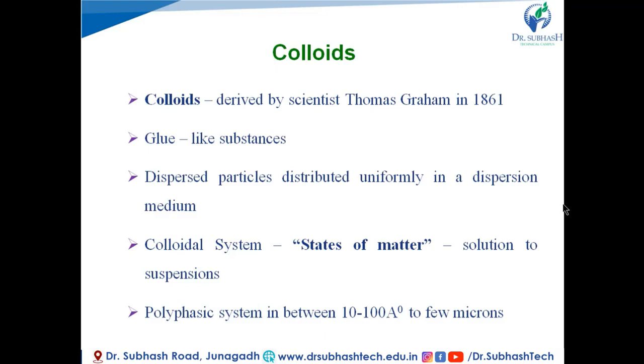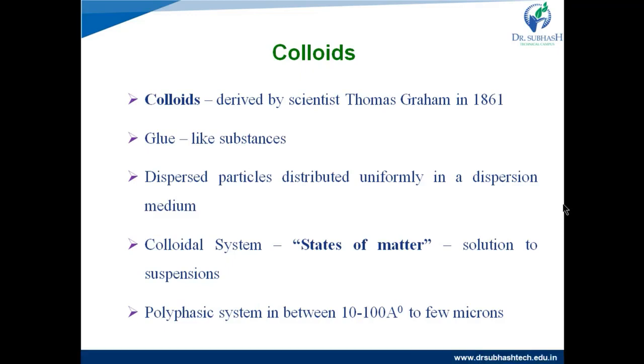Here the colloidal system is a state of matter which includes a range of particle sizes from solution to suspension. That means from very small size to large size particles. Colloids are also a polyphasic system, with a size between 10 to 100 angstrom up to a few microns. As there is more than one phase, they are known as a polyphasic system.